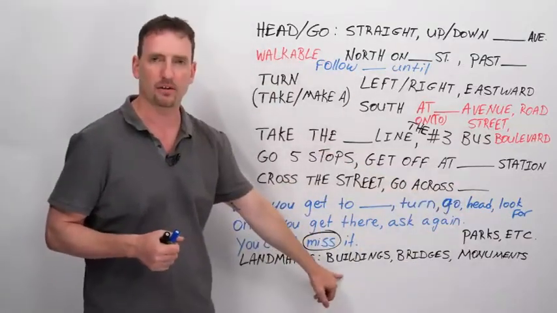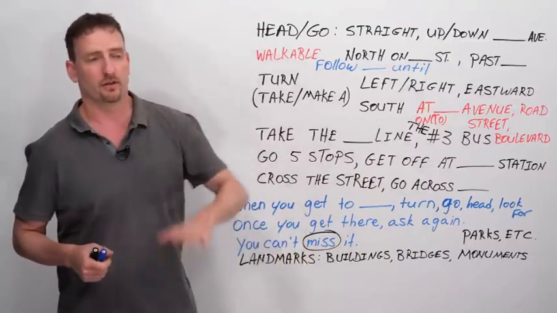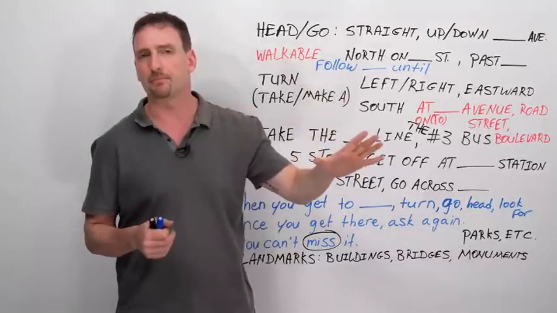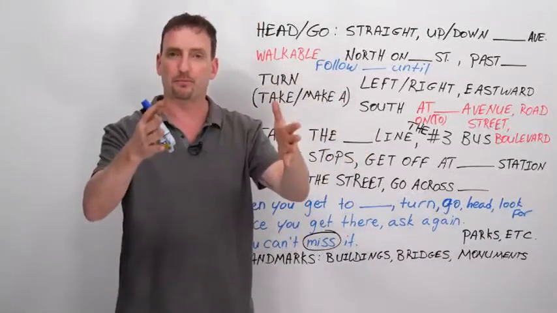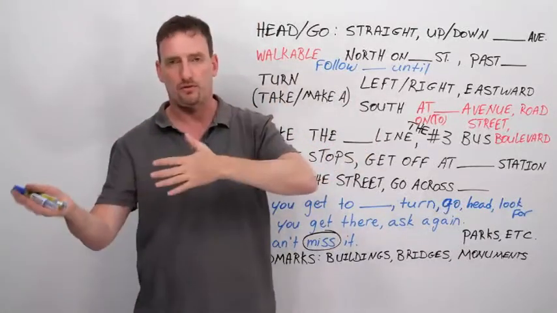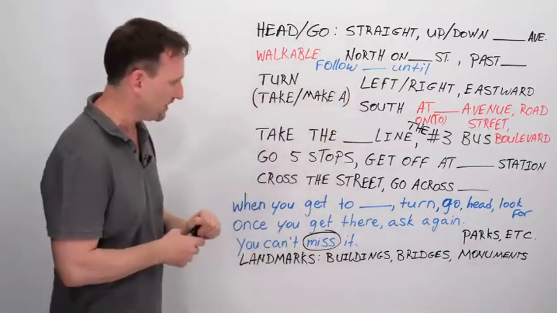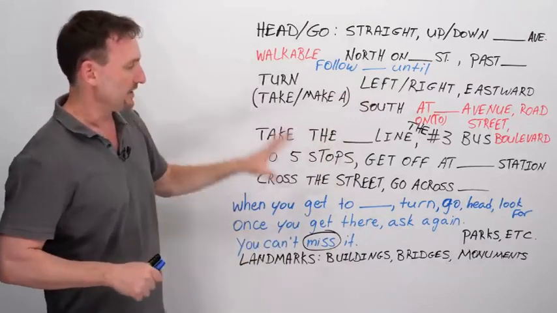And again, we're talking about landmarks. So if you go to the park, go across the park, and you'll see a big brown building. You can't miss it. Once you see that big brown building, go to the left of it, go to the right of it, go behind, wherever the situation may be. Okay? So there you go.